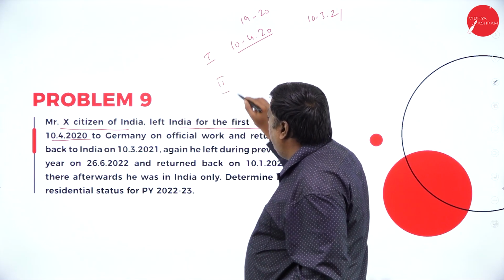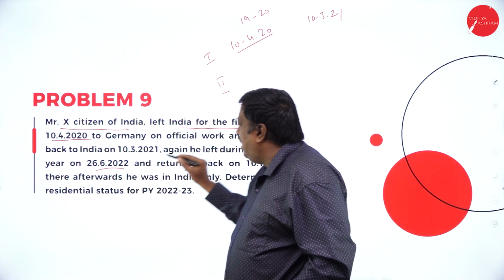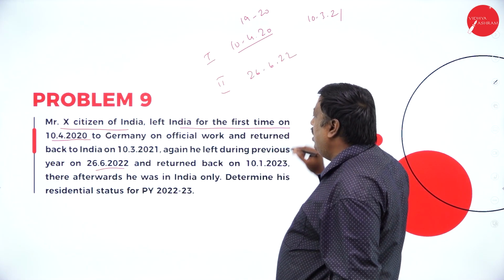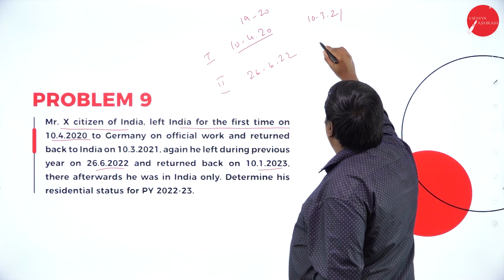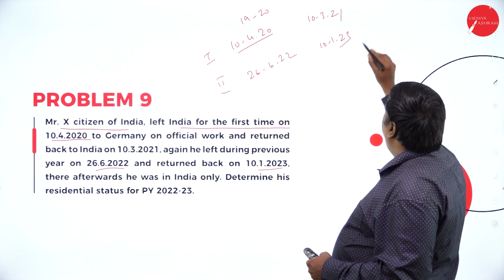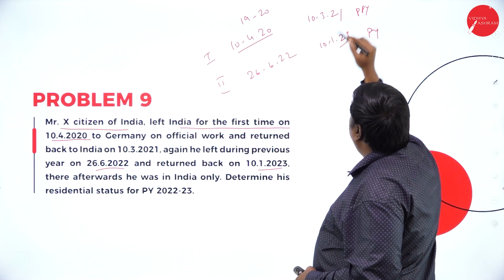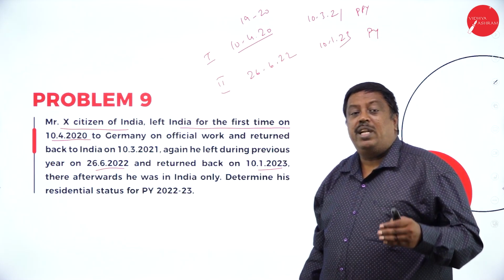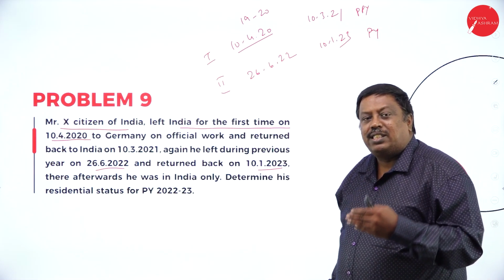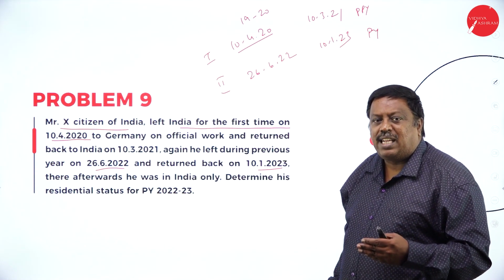The second time, I again left India on 26th June 2022 and returned on 10th January 2023. This is my previous year and this is my preceding previous year. We have to identify how many days he was in India and whether he satisfies the conditions as laid down by the Income Tax Act.